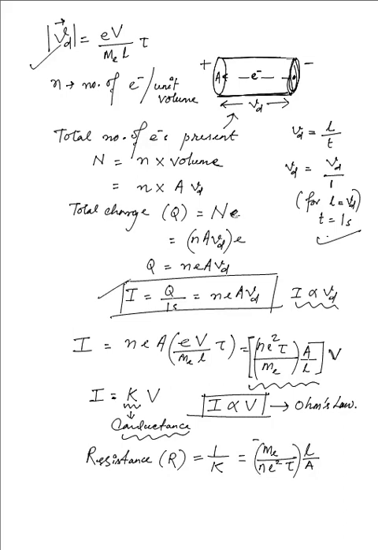Again, I am putting that L by A out of the curved brackets with a purpose, of course. So this is the expression for resistance. Now if I put this in the formula between I and V, what do I have? I then is equal to 1 by R times V.